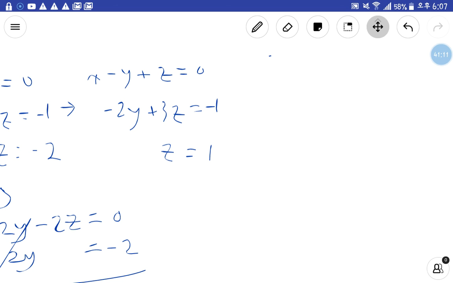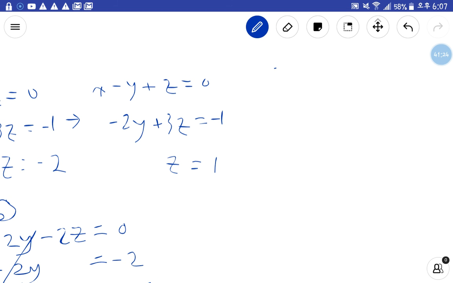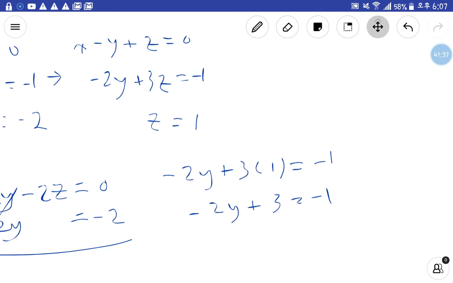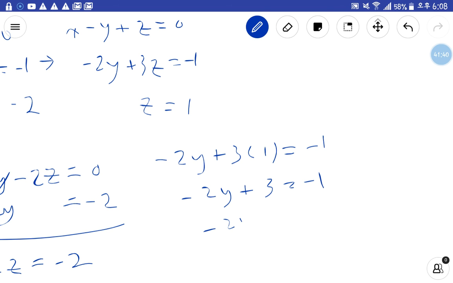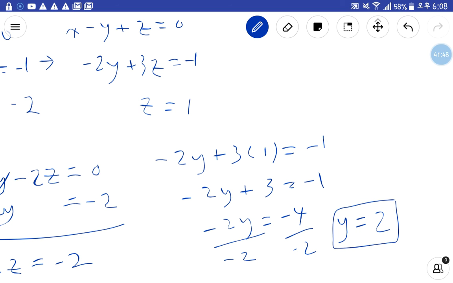Now what? I need to get my y and x. So I can plug z into the second equation, negative 2y plus 3 equal negative 1. You get that? And you have negative 2y equal negative 4, divided by negative 2, then your y would be 2. So you got y equal 2, z equal 1.